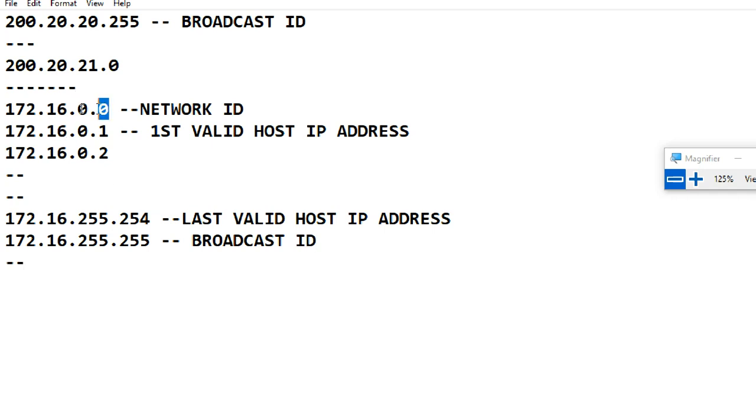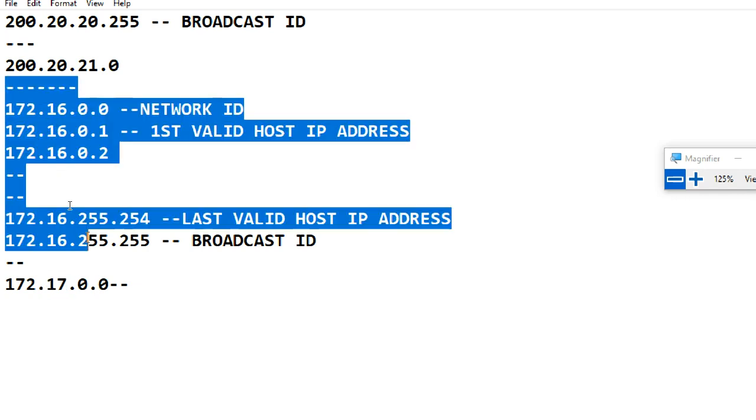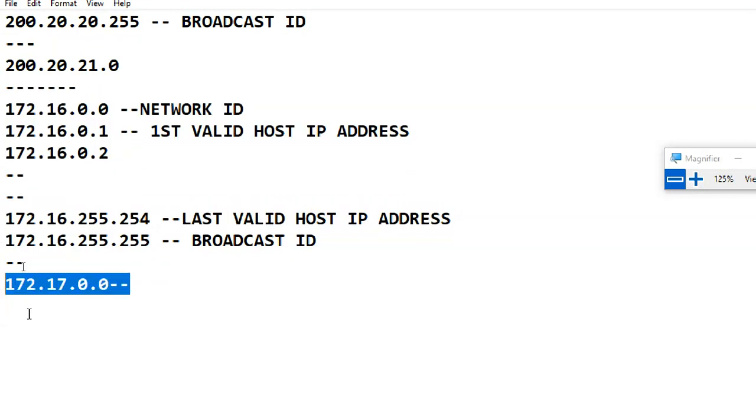Earlier only one portion was effective. Now two portions are effective, but the network portion is constant from there to here. If you go to the next IP, it becomes 173.0.0. So if you see 173 came up here, it means it's a different network. This is a total one single network, and this is a different network.